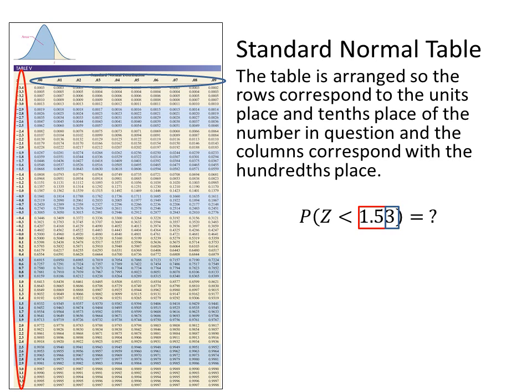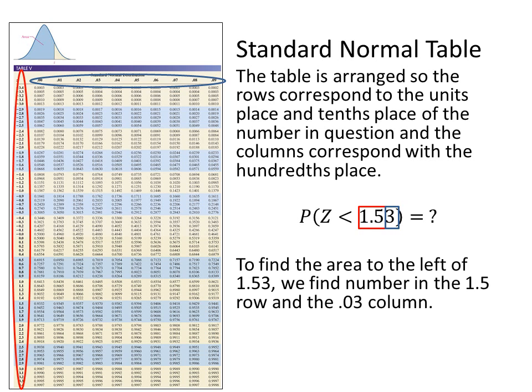In order to find the area to the left of 1.53, we simply find 1.5 on the left and 0.03 at the top and see where those two coincide. That number tells us the area to the left of that point. In this question, the answer is 0.9370. So the area to the left of 1.53 is 0.9370. You could also say that about 93.7% of the area is below 1.53.